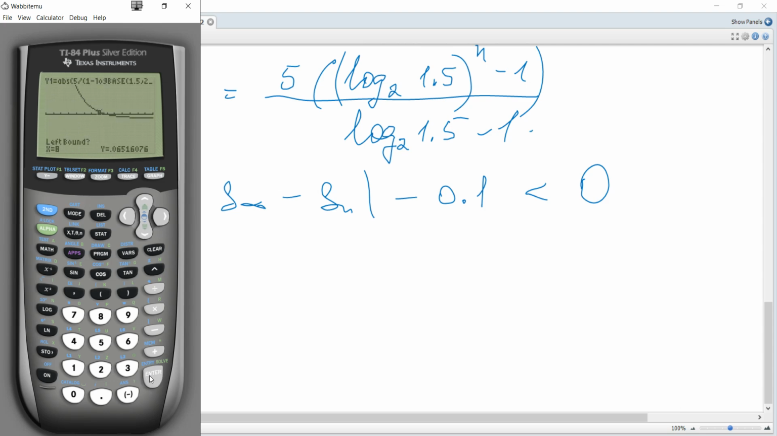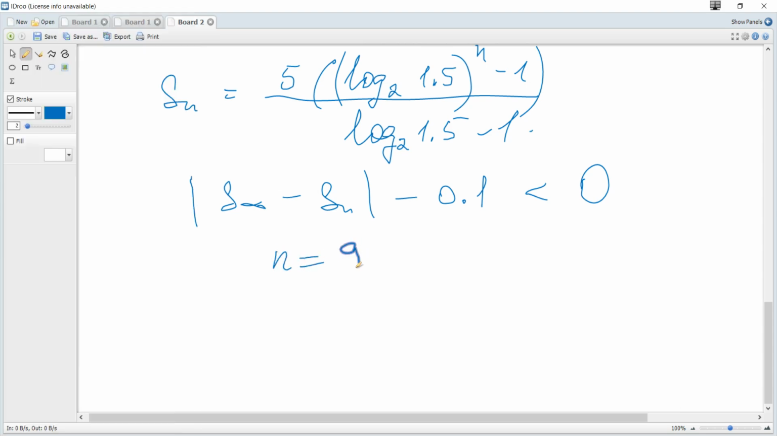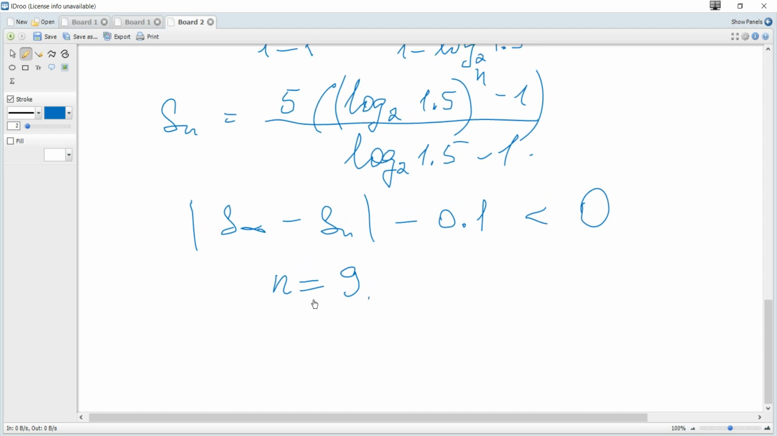Set the left and right bounds and a guess. Since n is an integer and we need this function to be less than 0, we round up. So n is 9. And that's all for this question.